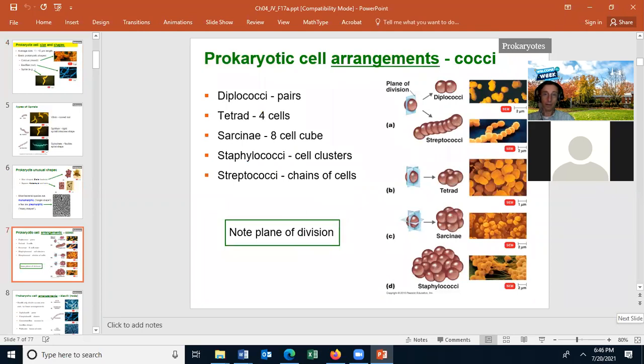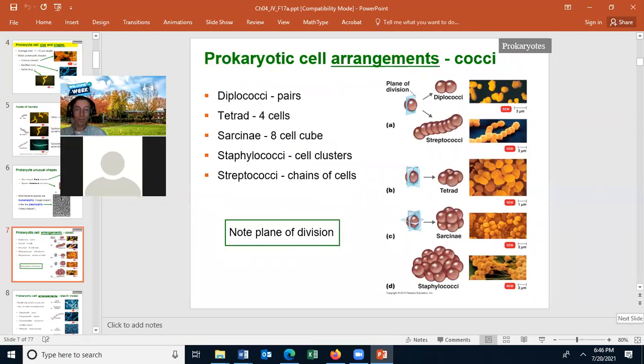When we talk about the cellular growth arrangement, the cocci have the most cellular growth arrangements. You can have singlets, or single cocci. You can have two cocci stuck together, and that's called diplococci. And then you can have the cocci stuck together in a row. This we call streptococci. And there's an actual picture of streptococci.